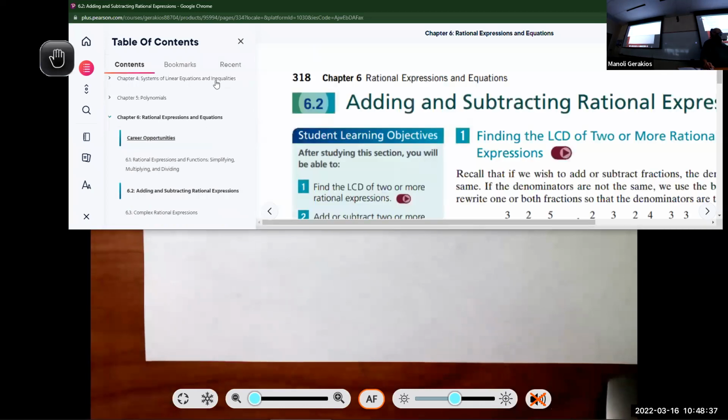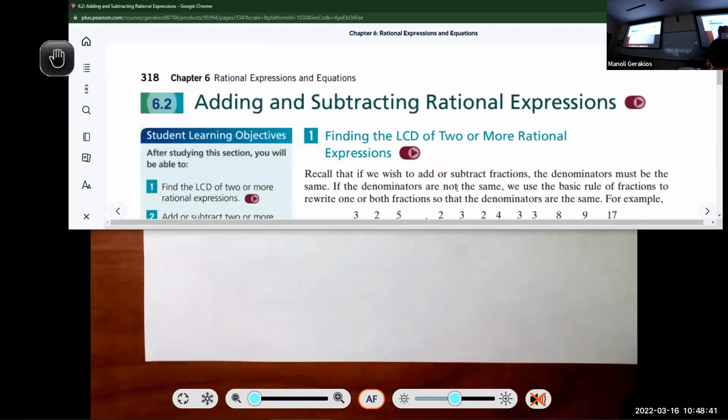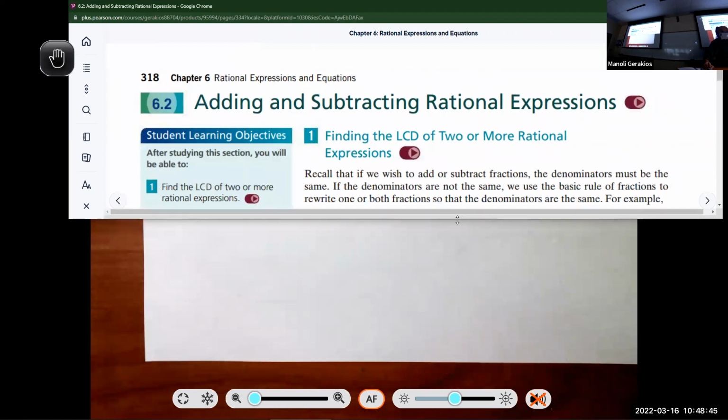Adding and subtracting. What's that, Shane? I answered it. What is it, 2.2? Yeah, that'll be last. Good job.